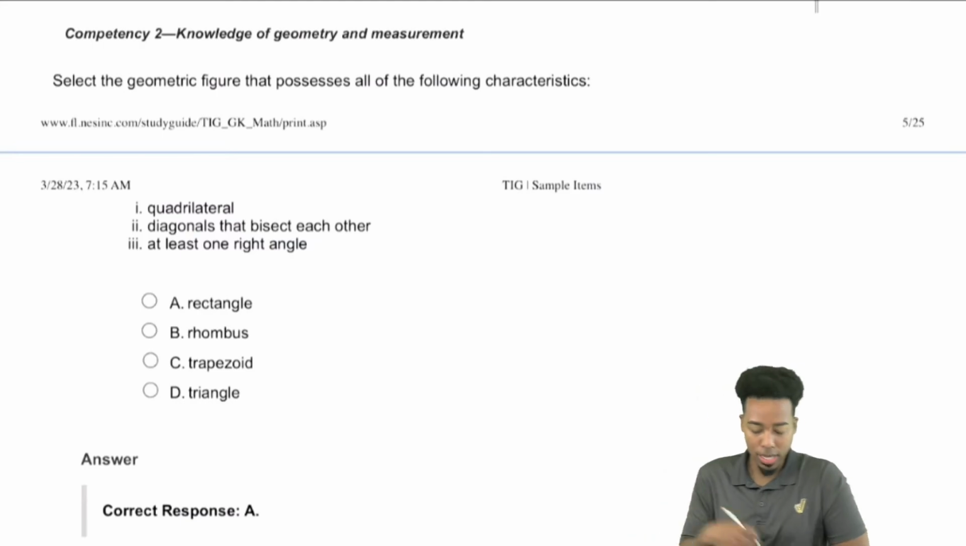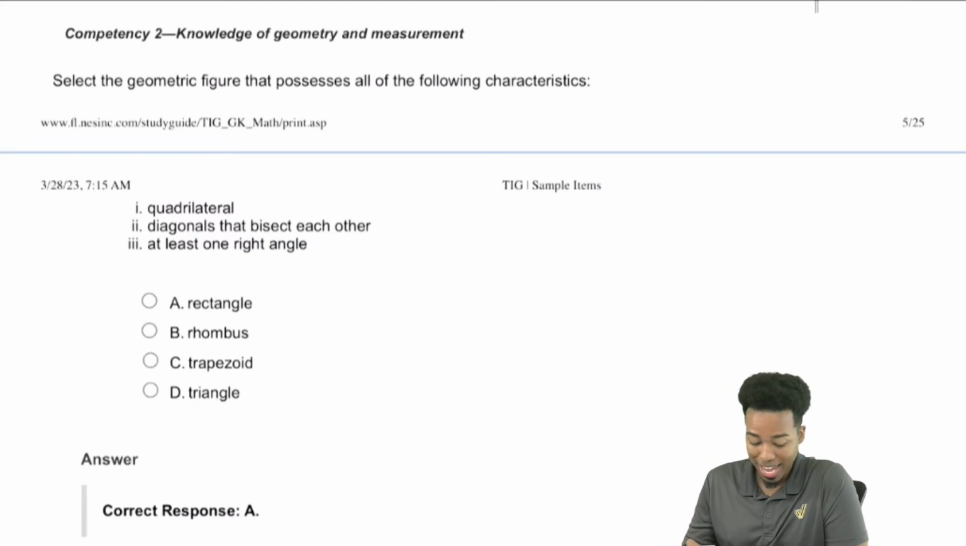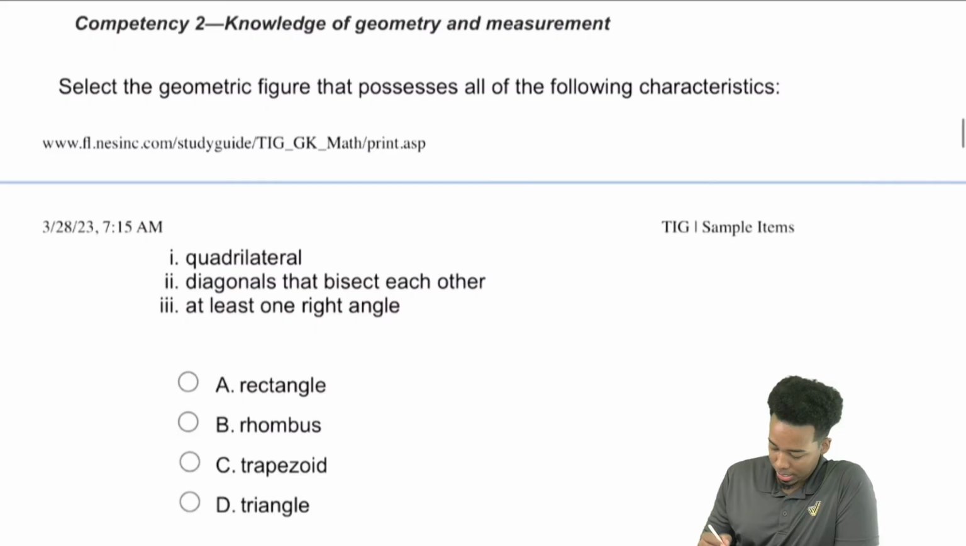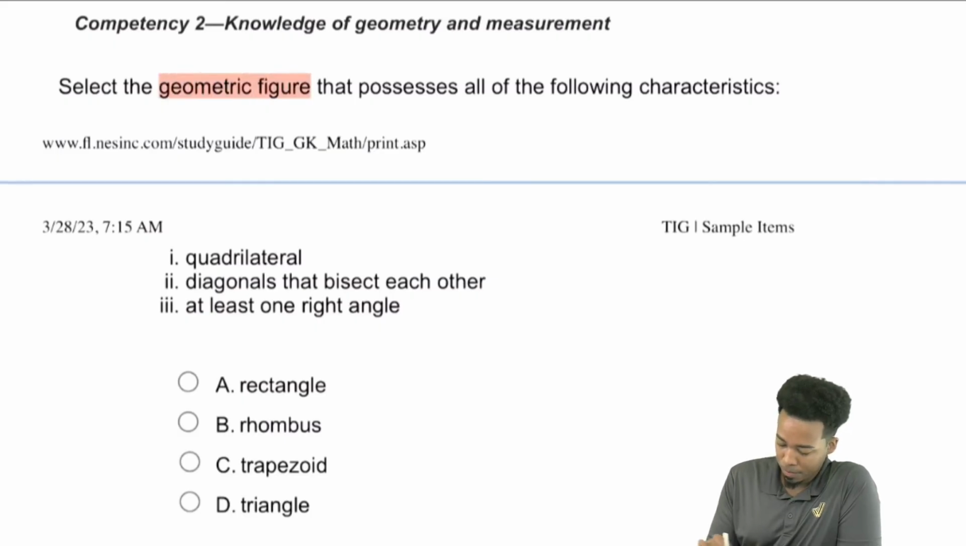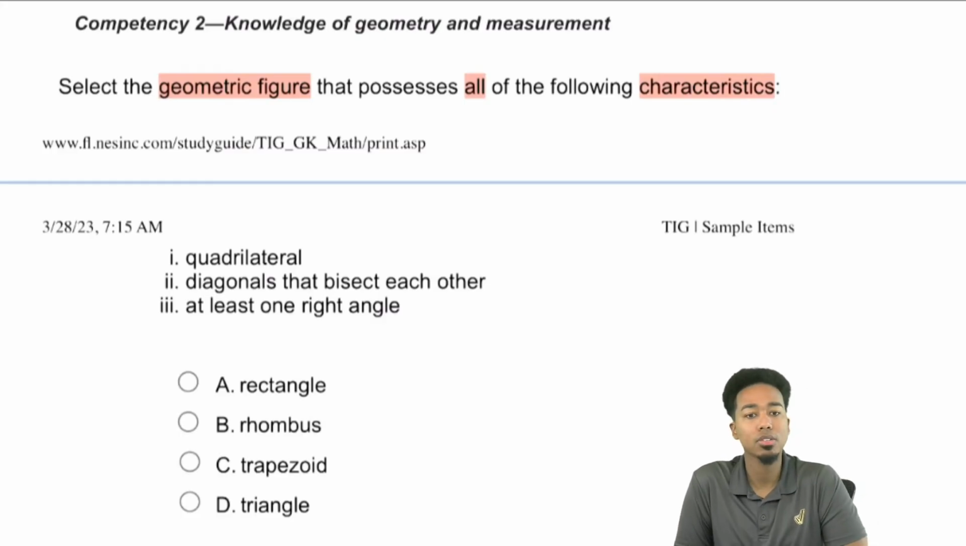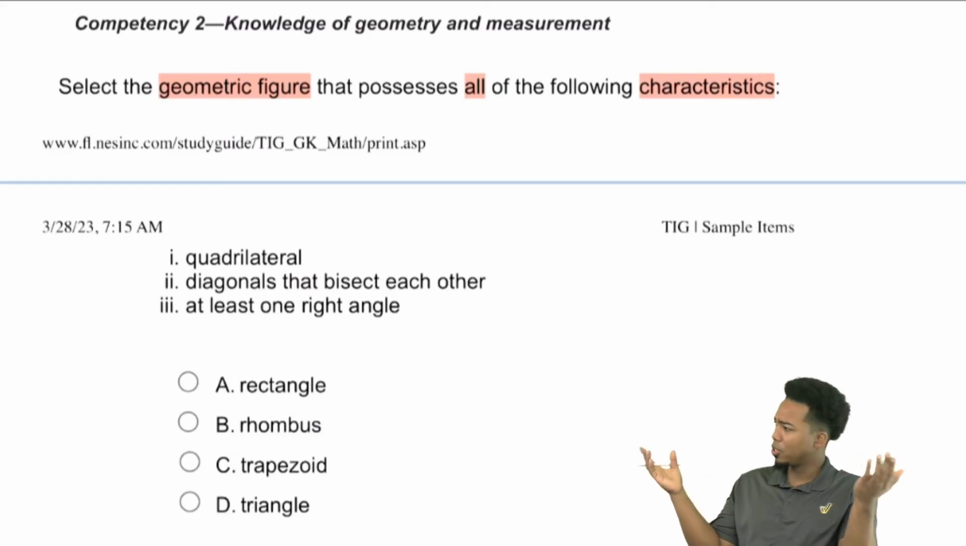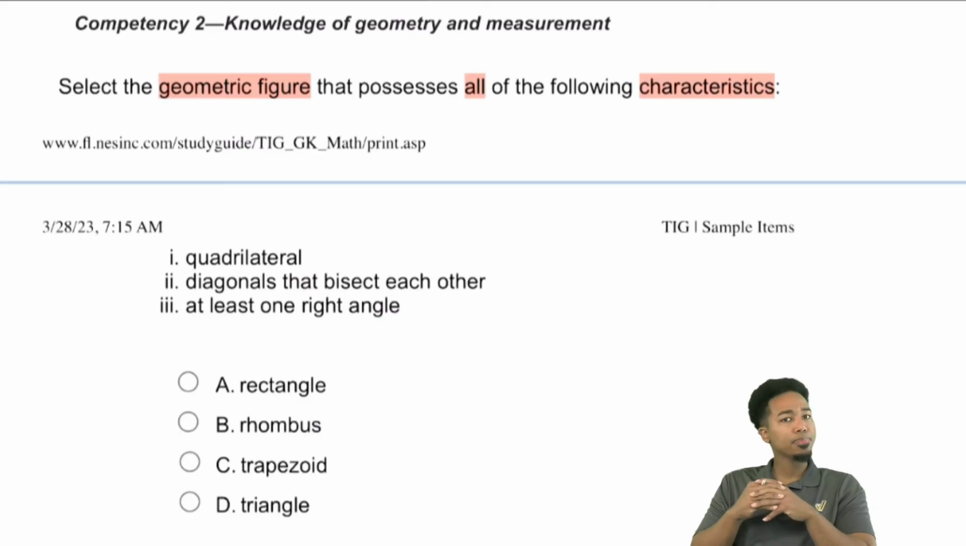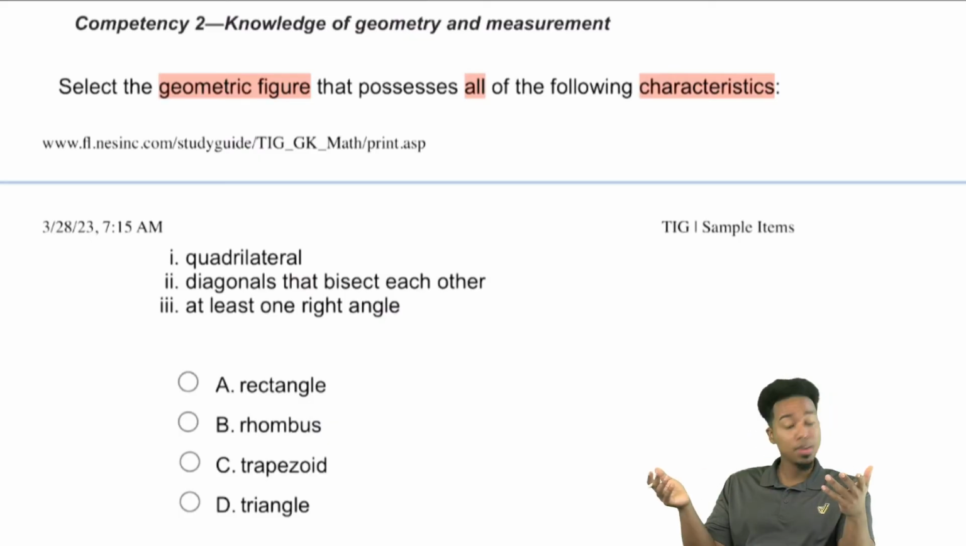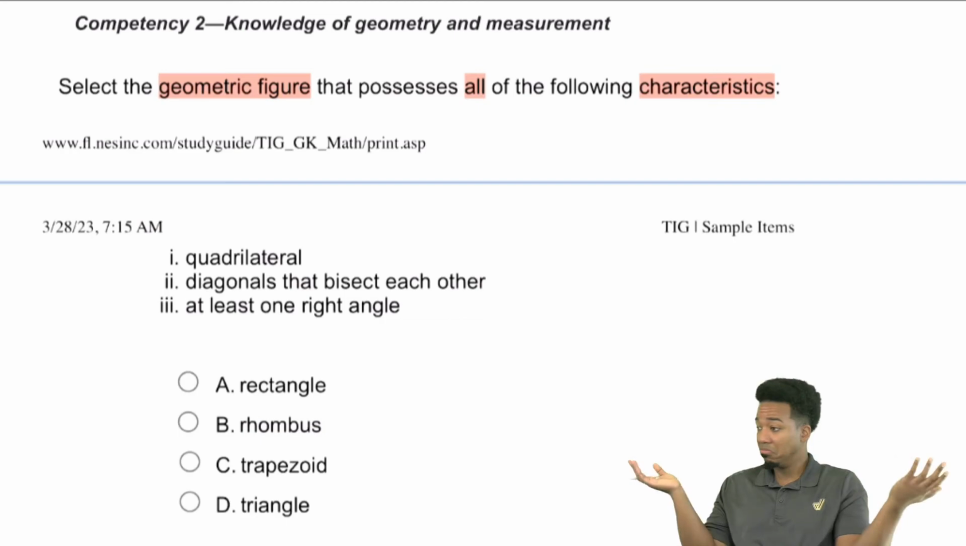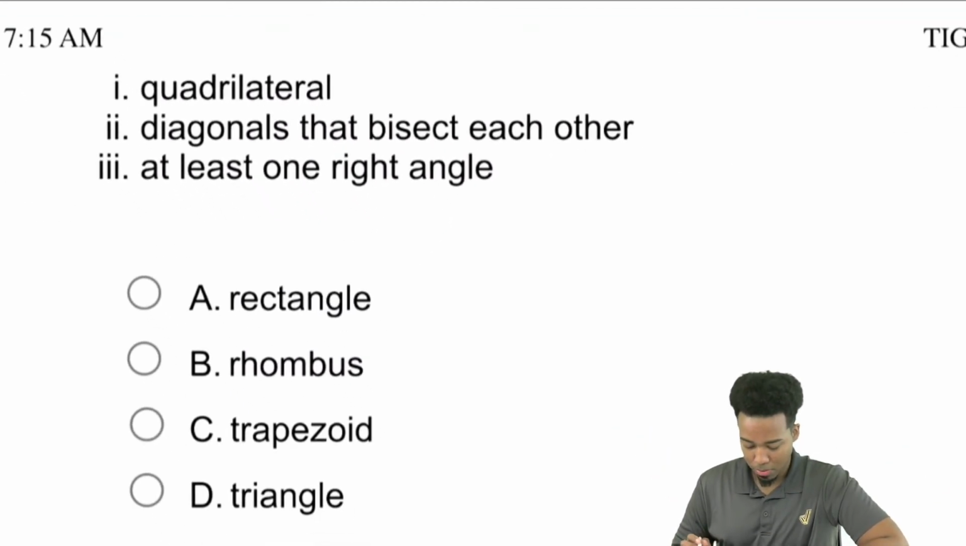Next up, we are taking a look here at question number 10, and it says, select the geometric figure that possesses all of the following characteristics. Okay, sounds good. This is a question where we're basically saying, which one of these checks all these boxes? How do we do this? I'm just going to read through and look at the choices and say, does this satisfy that condition or not? That's it. Watch. So let's go ahead and zoom in right here.